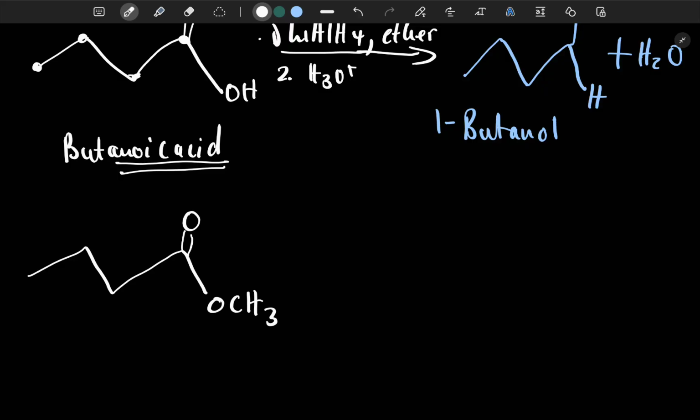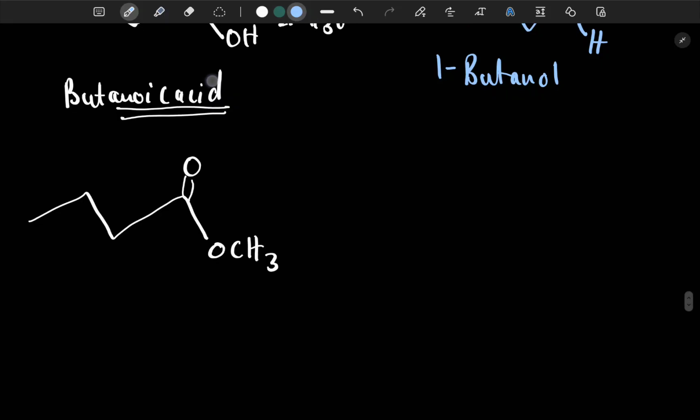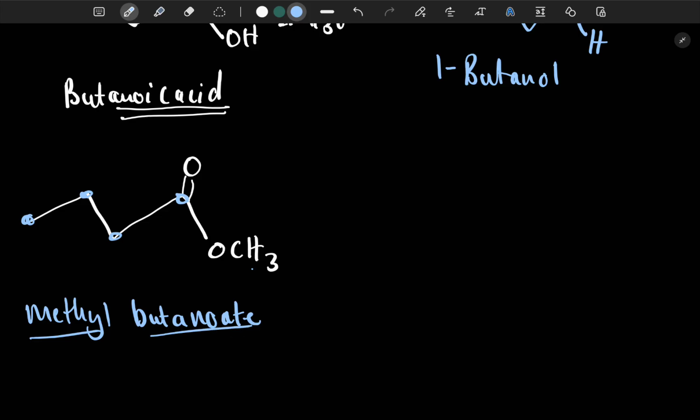So what is the name given to this ester? Remember that the first part comes from this group, the methyl group. Since it's only alone, we call it a methyl. Then here we count 1, 2, 3, 4. There are 4 carbons, so it's going to be but, and since it's 4, we call it a butanoate. Okay, methyl butanoate.